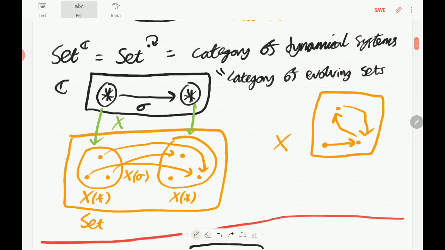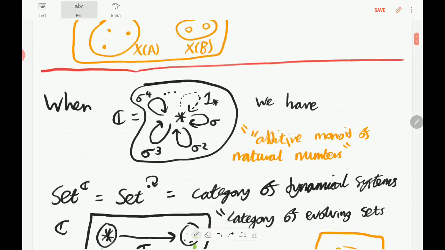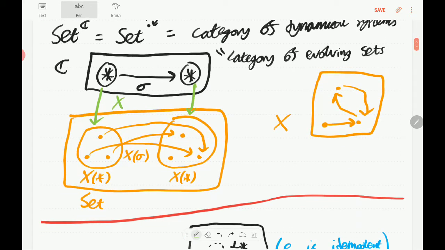of natural numbers. An object of set to the power of C is obviously going to be a functor from this category into set. So basically, it's going to map object star to some set, and it's going to map sigma to some arrow which goes from X of star to X of star. In other words, it's going to be a kind of endofunction of X of star. And then all the iterates of this endofunction are going to be the images of sigma squared, sigma cubed, and so on.